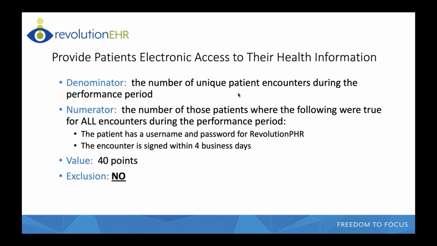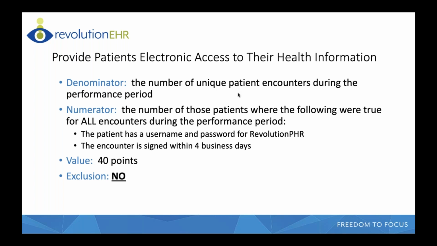The last numerical measure is provide patients electronic access to their health information. We've called this one Revolution PHR measure a number of times. The intent here is to empower patients with their information, because if they have access to their health information, the thinking is that they'll be more engaged with their care. The more engaged in care they are, the better the outcomes ultimately are.